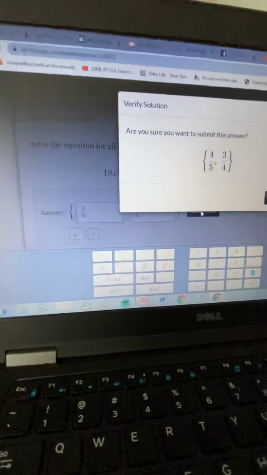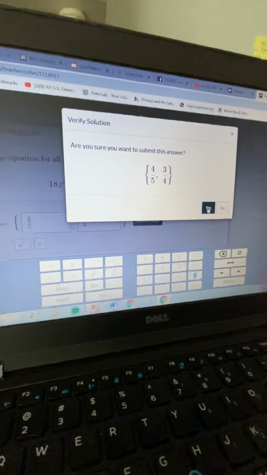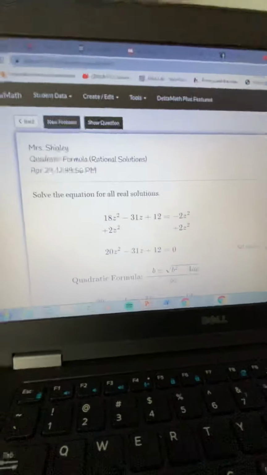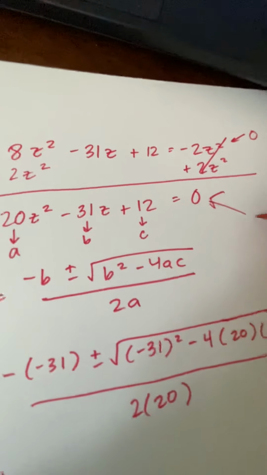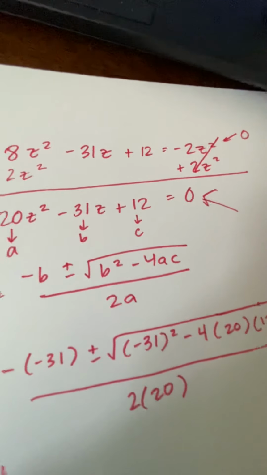So I hit submit answer and it says, are you sure? And you're like, I think so. And you hit yes, and then you get your green check mark and you're like, yay, I did it. So that's how you do that. Just remember, like I said, that the first thing you have to do, and it might be on a lot of these problems, is make sure that you set one side equal to 0 so that you can solve.